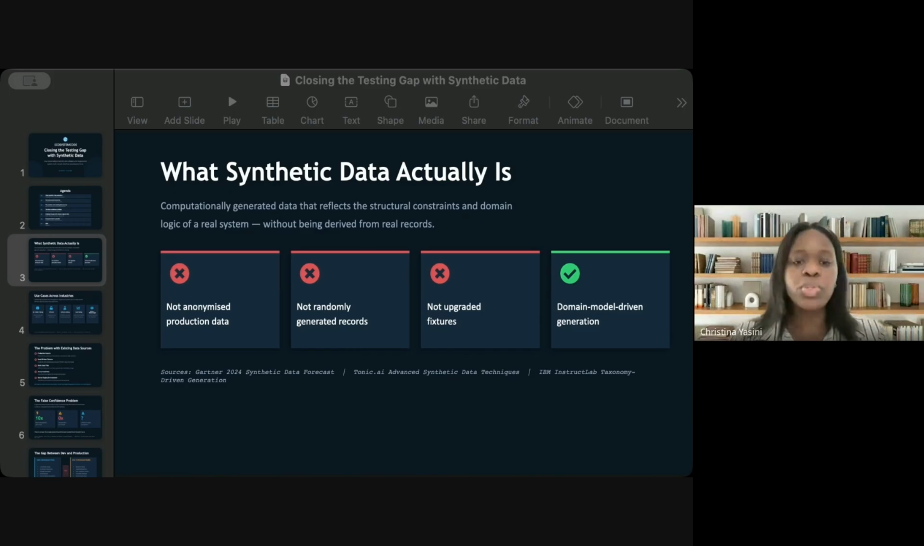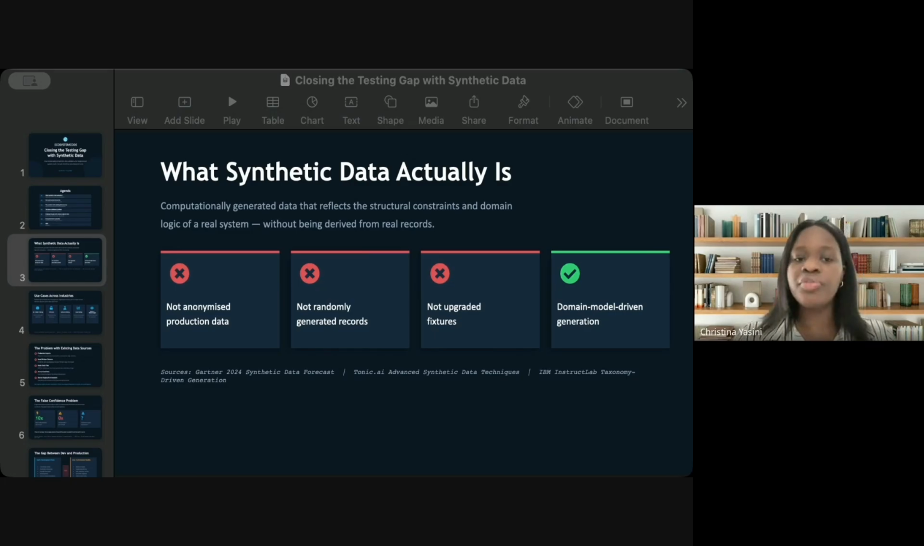From there, we also have statistical modeling, and this takes a reference data set, analyzes the distributions and correlations within it, and then generates new data that matches those patterns. And so this is a pretty strong consideration that we like to make throughout.